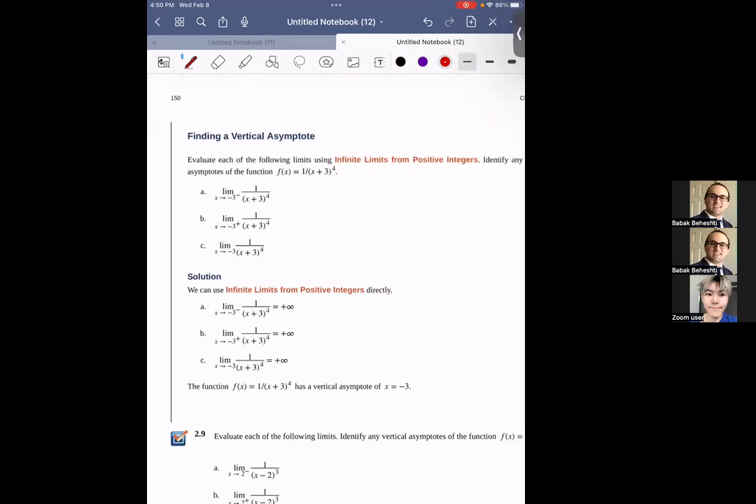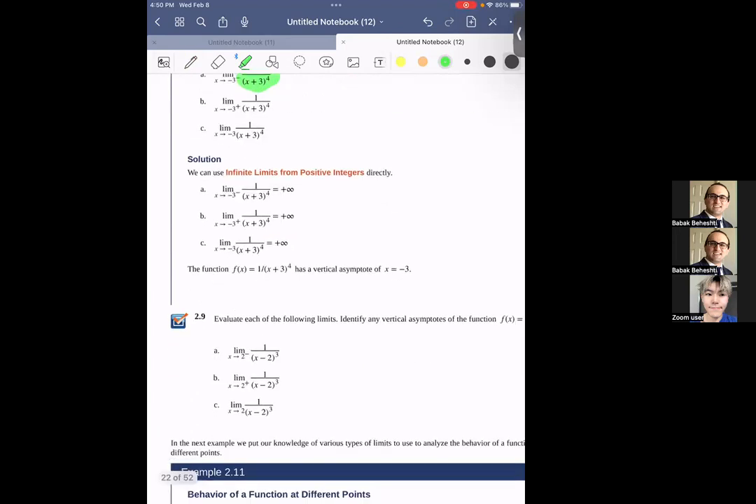So for example, for this function, x equal to minus 3 is a vertical asymptote. For this function, x equal to 2 is the vertical asymptote.